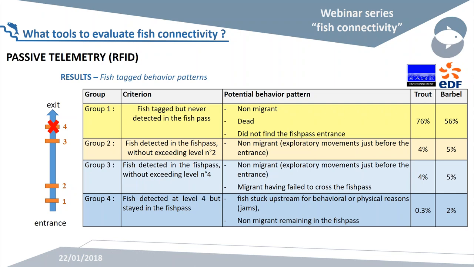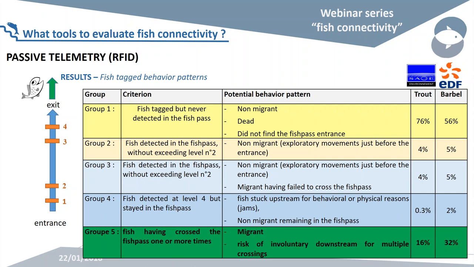So it can be fish stuck upstream for behavioral or physical reasons, like jams at the exit of the fish pass. And the last group corresponds to fish having crossed the fish pass. So these are migrant fish, and it corresponds to 15% of trout and about 30% of barbel. This description is really interesting because it allows us to understand really precisely how the fish use the fish pass and where we can have problems to manage in our fishway system.